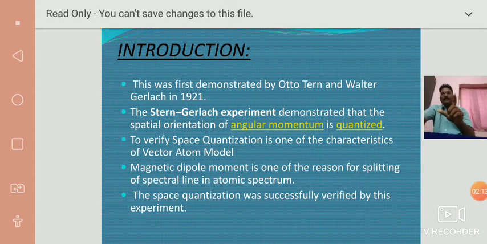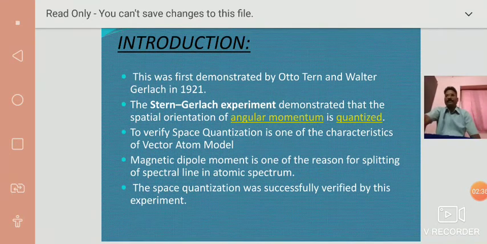This is the reason in the atomic spectrum each line can be resolved into 2 or 3 component lines. This is the fine structure of the hydrogen spectrum. This may be the reason for the splitting of the spectral lines in the atomic spectrum, they assumed. The space quantization was successfully verified by this experiment.